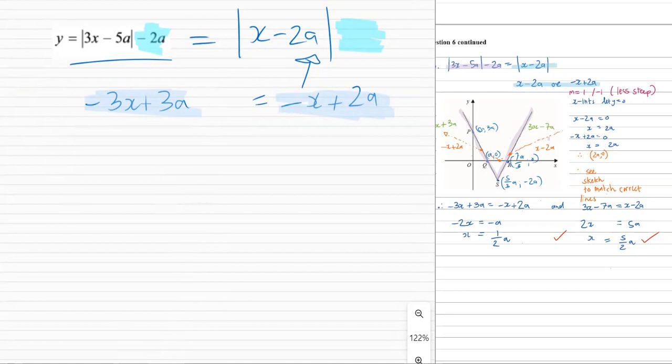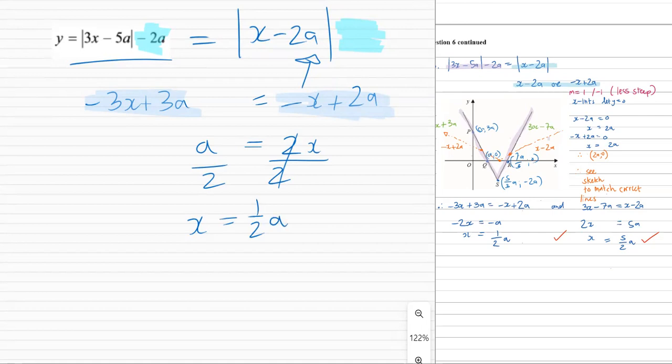I'm looking at my x's. I always remember I want x on its own because they asked for x. I always try to arrange my x's positively. So take the -3x to the other side, and -x plus 3x is going to be 2x. Take the a's to the left: 3a minus 2a is just a. Divide both sides by 2, and you end up with x equals 1/2 a. Okay, so that's one of them.